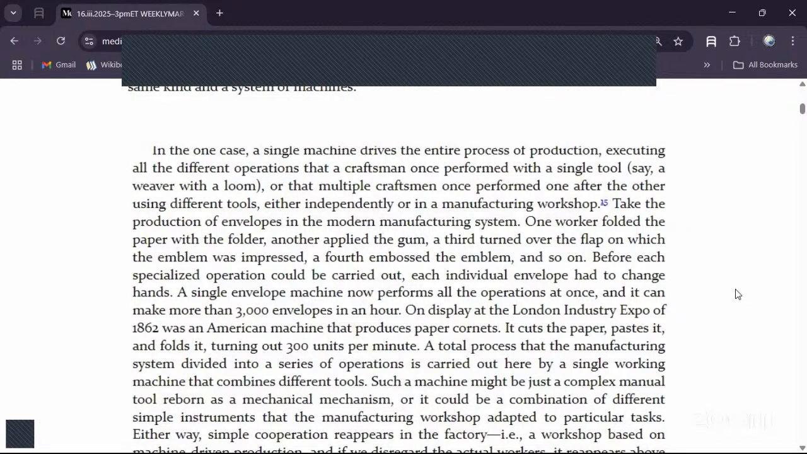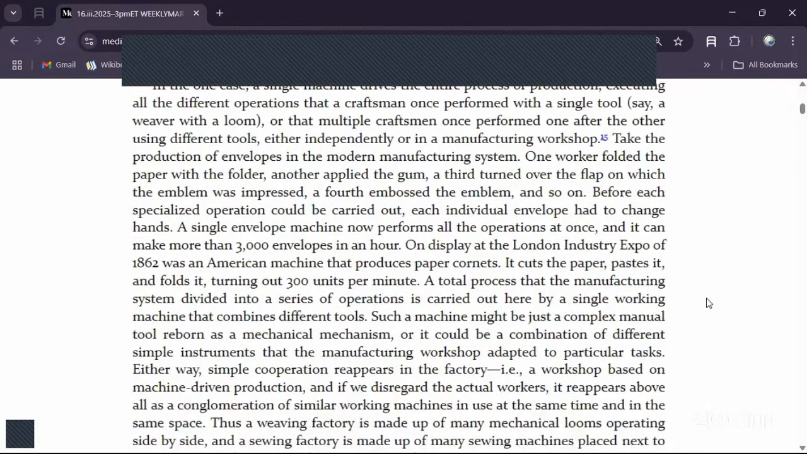Take the production of envelopes in the modern manufacturing system. One worker folded the paper with the folder, another applied the gum, a third turned over the flap on which the emblem was impressed, a fourth embossed the emblem, and so on. Before each specialized operation could be carried out, each individual envelope had to change hands. A single envelope machine now performs all the operations at once, and it can make more than 3,000 envelopes in an hour. On display in the London Industry Expo of 1862 was an American machine that produces paper cornets. It cuts the paper, pastes it, and folds it, turning out 300 units per minute.